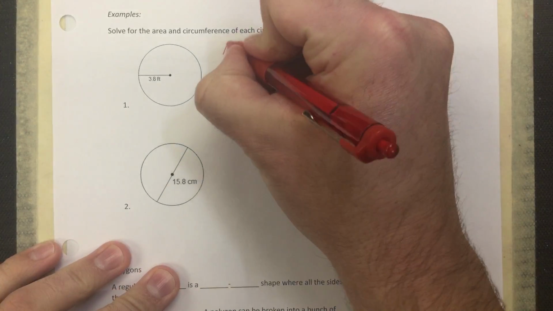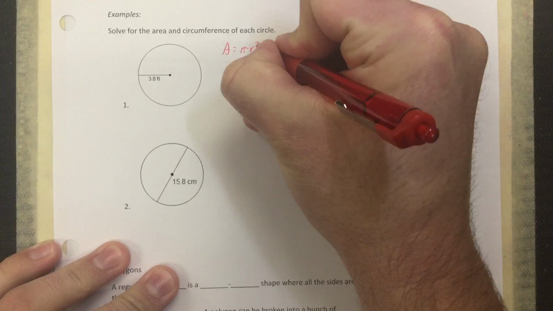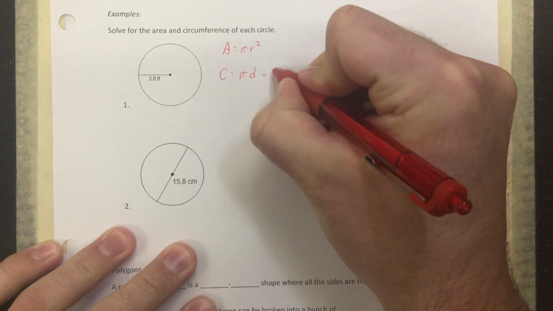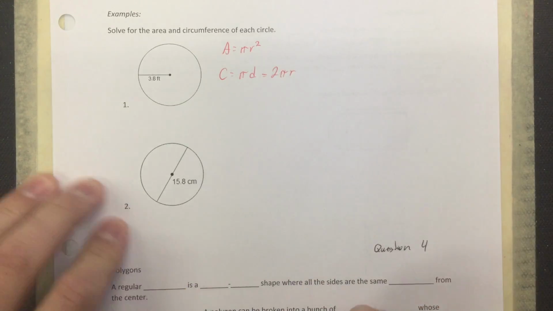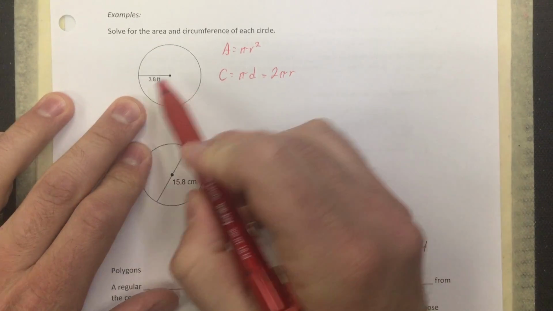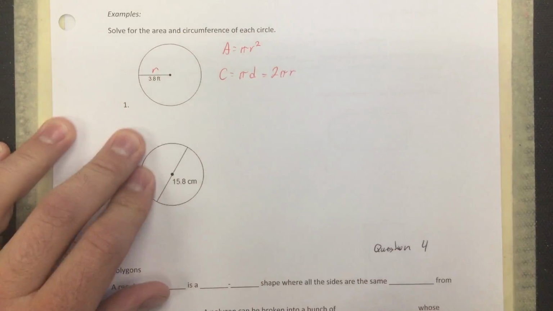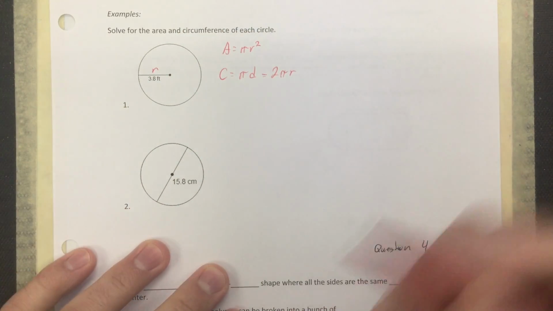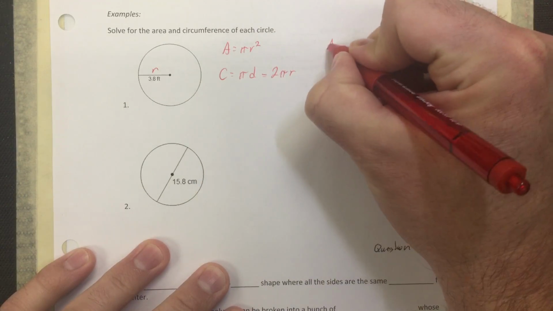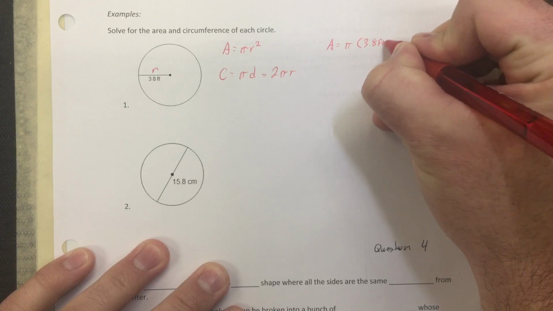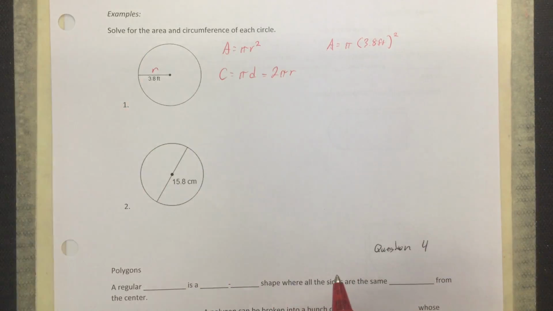So area is equal to pi times radius squared, and circumference is equal to pi times diameter, or 2 pi times radius. To find this area, we notice that we have the radius, so we have half the distance across the circle. We're going to use this formula right here. Area is equal to pi times 3.8 feet squared.